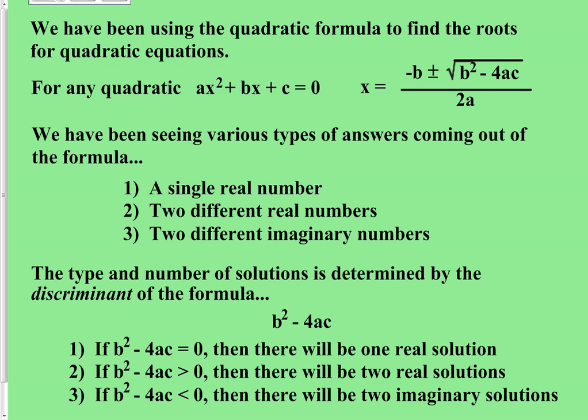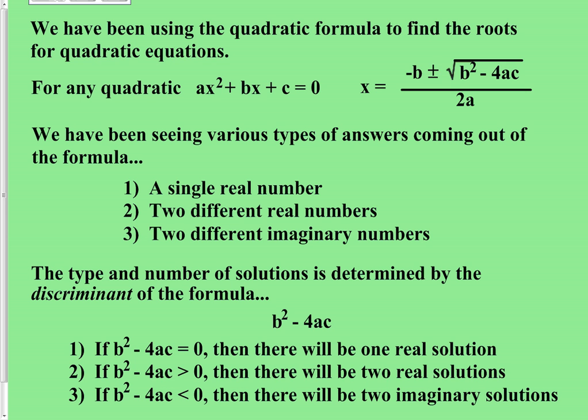Okay, now based upon which of those three categories the discriminant fits into, that tells us how many solutions we will have and what type of solutions they will be. For example, let's say b squared minus 4ac, the discriminant, is 0. If that is the case, then the number underneath the radical is 0. The square root of 0 is 0, which means our quadratic formula now says plus or minus 0. So what is the difference between adding 0 or subtracting 0? Obviously, there is no difference, so that will give us only one answer.